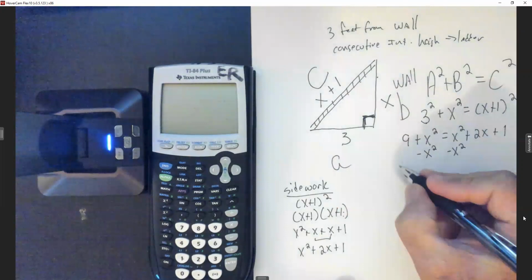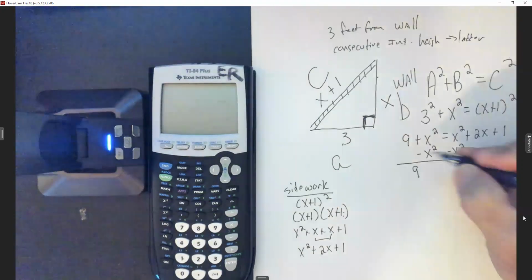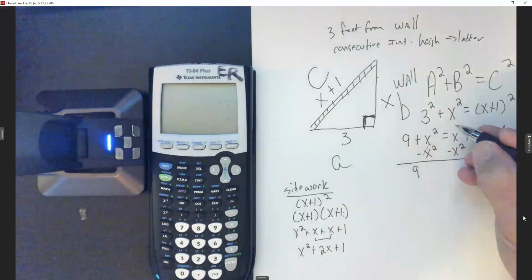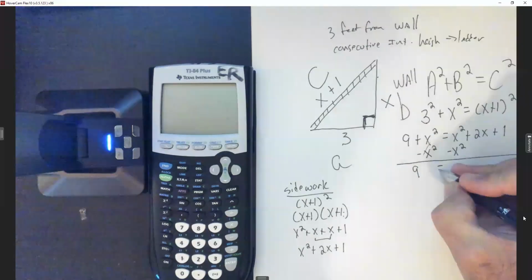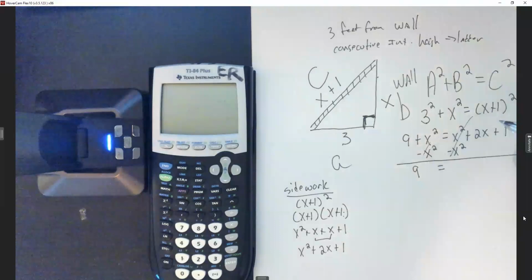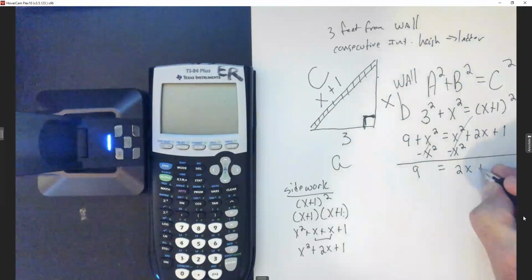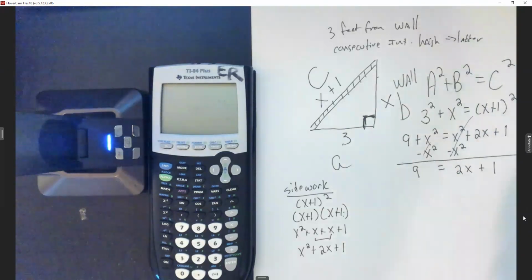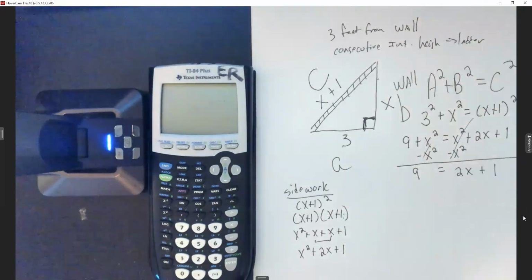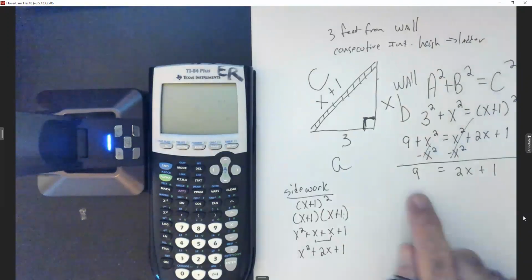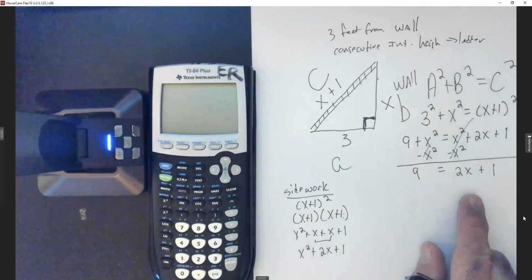So bring down that 9. The x squareds cancel. That's going to equal this side. Oh, y'all, look at that. Those x squareds cancel, so all that's left over here is a 2x plus a 1. So let me tell you what happens here. Since these x squared terms are all gone, this is not quadratic anymore. It's linear.